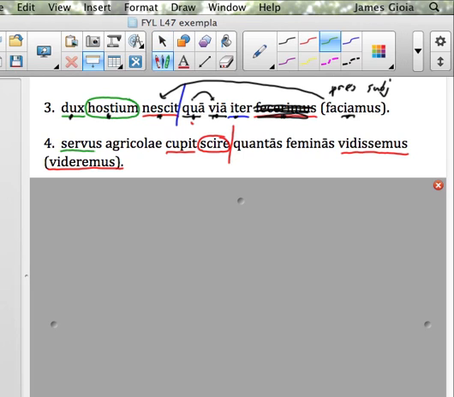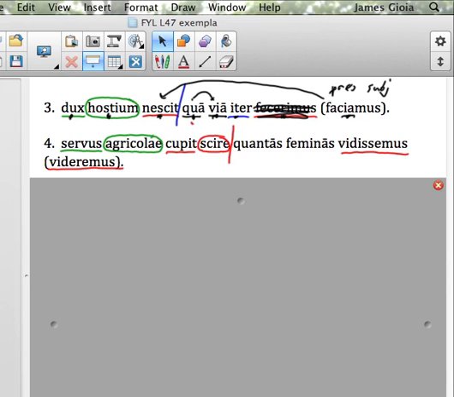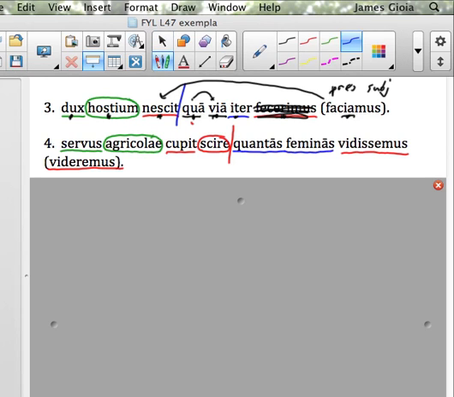Let's color the rest of the sentence. Servus, our second declension, is nominative. Agricolae, first declension, that's probably going to be a genitive here. I know because I wrote this sentence. Quantas feminas, with that -as, first declension, that's accusative. All right, so we're done coloring here.